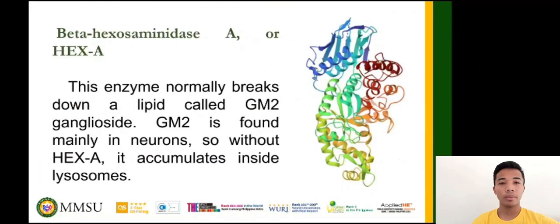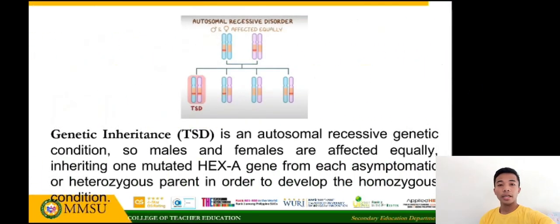This enzyme normally breaks down a lipid called GM2 ganglioside. It's mainly found in neurons, so without Hex-A, it accumulates inside the lysosome. Tay-Sachs is an autosomal recessive genetic condition, so males and females are affected equally, inheriting one mutated Hex-A gene from each asymptomatic or heterozygous parent in order to develop the homozygous condition.